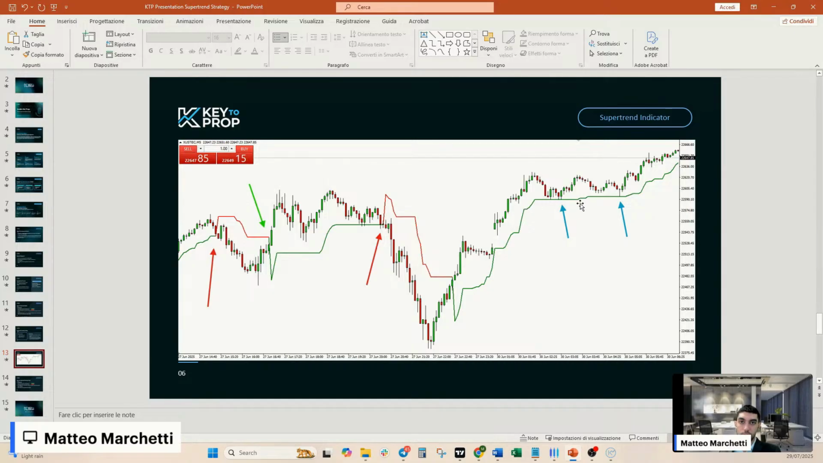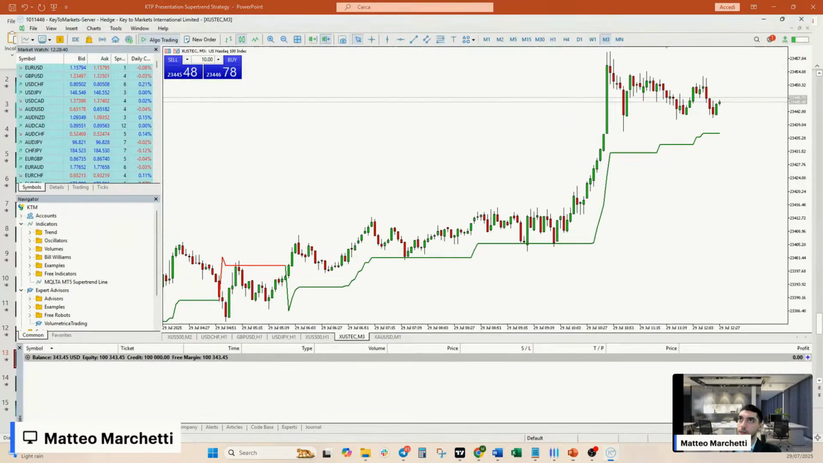And the main reason is the fact that you can have a very, very tight stop loss, because if you go long here, your stop loss is going to be hit once the super trend changes color, so once a candle breaks below this level. Okay, so as you can imagine, the stop loss is very tight, and the potential risk reward is very huge. Okay, now let's discuss the strategy.